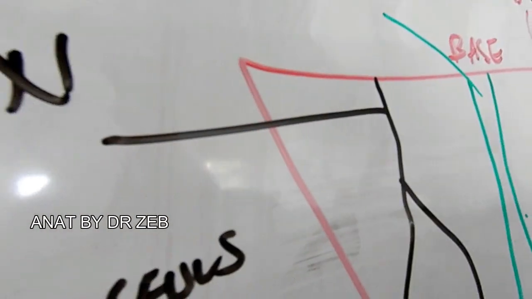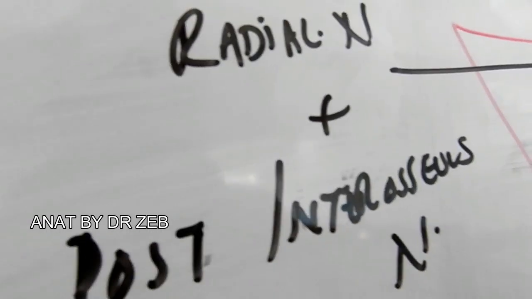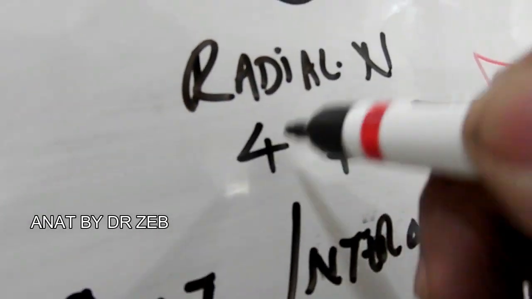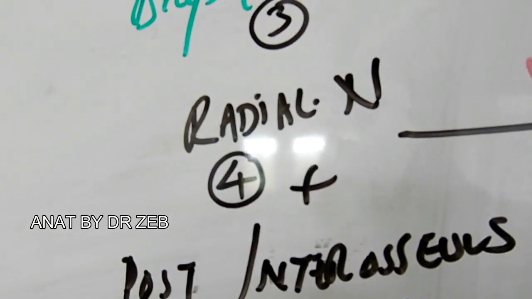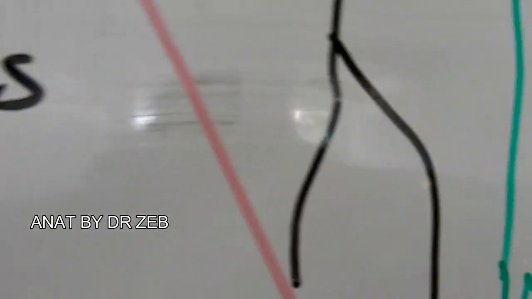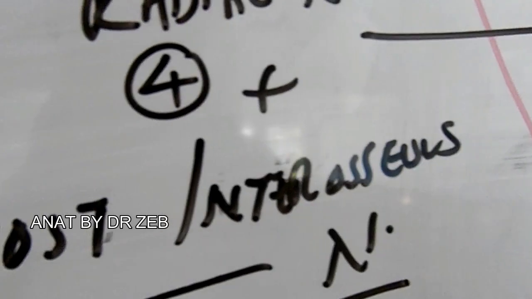The last one is the radial nerve. Radial nerve is the most lateral one, and it has a small branch, the posterior interosseous nerve. So this is the fourth content of the cubital fossa. It's just the radial nerve arising along with its small branch called the posterior interosseous nerve.